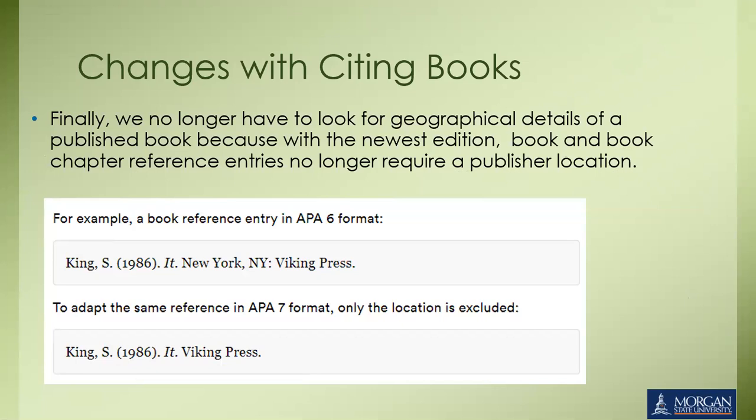So here you have the book written by S. King, so King, comma, S., that's the first initial. And then it was written in 1986. And then the title of the book is called It. Y'all know that book. And in the 6th edition, we would have written New York, comma, NY, for the publication information that gives us the geographical details, colon, Viking Press. However, with the 7th edition, we no longer have to put the geographical details. So we only put the author's last name, comma, the first initial of the first name, period, the date that it was published, period, the title of the book, period, and then the publisher's name.